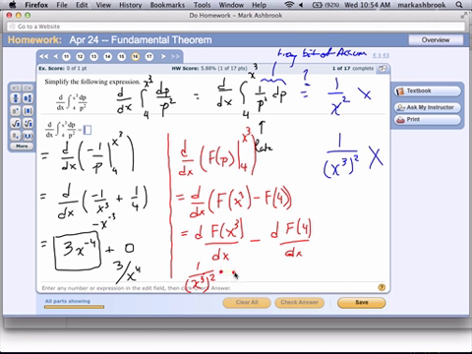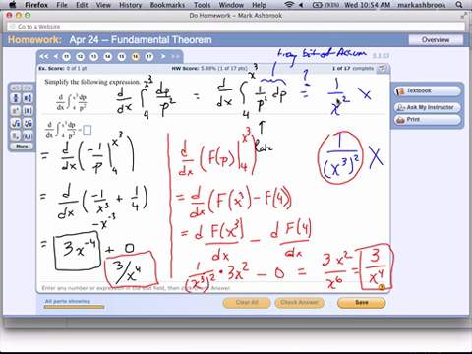Times 3x squared. Derivative of the accumulation at 4. 0. So what do we get? We got 3x squared over x to the 6th equals, what happened? So why isn't it 1 over x squared, and why isn't it 1 over x cubed squared? This is actually closer. This is a little better than this. Still not right. Why not?